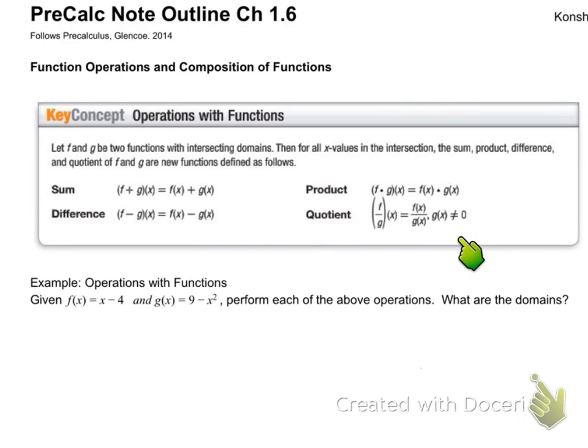And anytime you have a function on the bottom, you cannot let it equal 0. So g of x cannot equal 0. These are the 4 main types of operations that we will apply today. And I'm hoping you guys are like, okay, I've seen these before. These shouldn't be too bad.